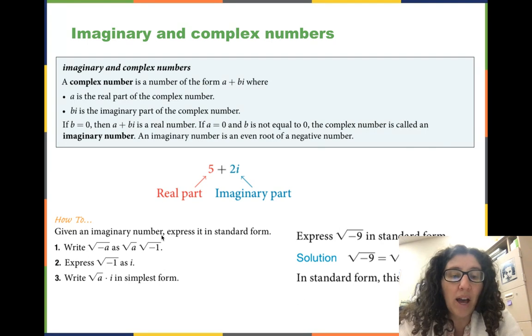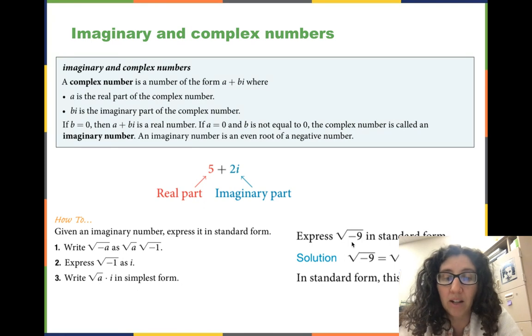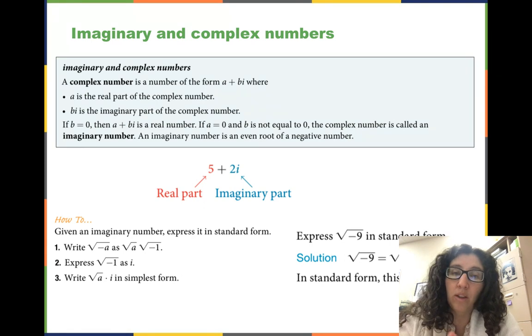Okay, so if we have an imaginary number and we want to express it in standard form, this is kind of what we did in the last slide. If we have a square root of a negative number, we write it as the square root of a times the square root of negative 1. We write this as i, and then we write it as square root of a times i. So another example, if we had the square root of negative 9, we'd write it as square root of 9 times square root of negative 1. This is 3, this is i, and there we're left with 3i. In standard form, this would be 0 plus 3i. So it is important in standard form for a complex number that the real part goes first and then the imaginary part. That's just convention, but that's the way that you need to write it in standard form.